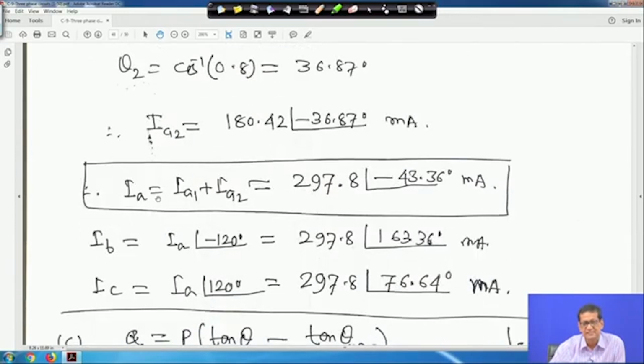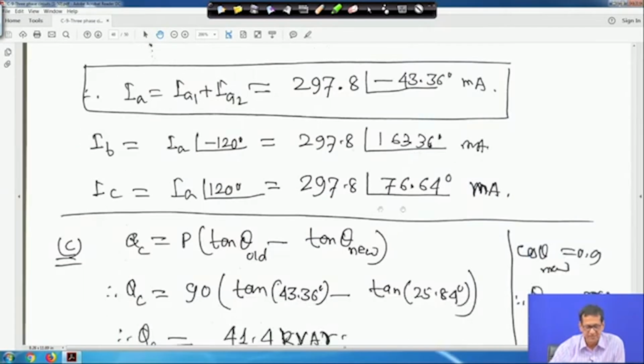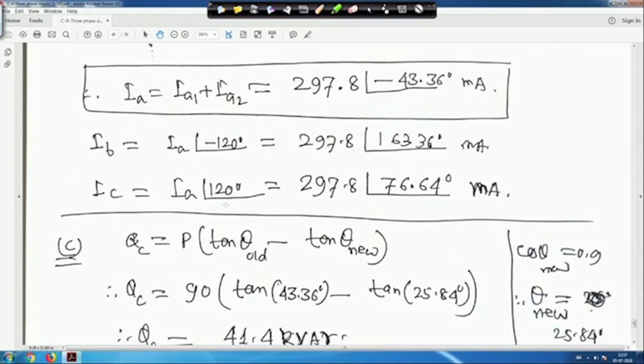Therefore, total current, the KCL I told you, apply, IA will be equal to IA1 plus IA2. If you simplify, it will be 297.8 angle minus 43.36 degree milliampere, right. Therefore, IB is just a 120 degree phase shift, IA angle minus 120 degree. It will become 297.8 angle minus 163.36 degree milliampere. Similarly, IC is equal to IA angle plus 120 degree. It will become 297.8 angle 76.64 degree milliampere.